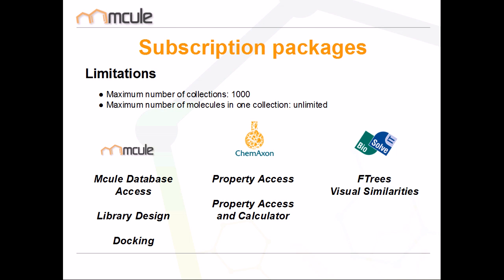The library design package contains everything that's included in the Mcule database access. So you get all these data, plus you get a REOS filter. REOS is for rapid elimination of swill that I was talking about before. It helps to remove all the unsuitable functional groups. And you also get unlimited diversity selection and unlimited SMARTS query filter. And you also get access to some higher level tools, such as GPCR likeness or kinase likeness.